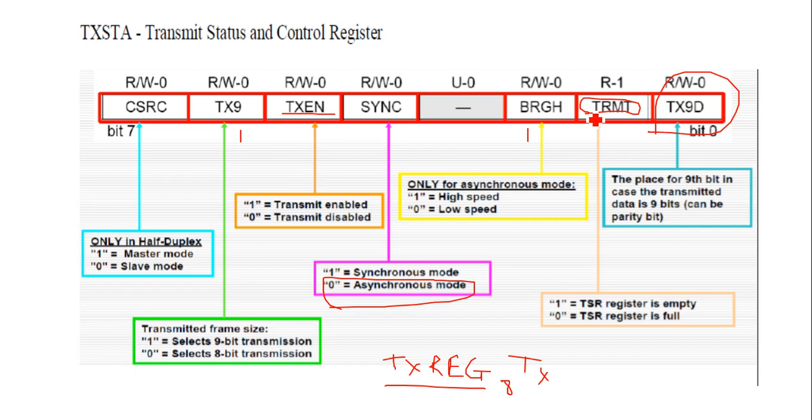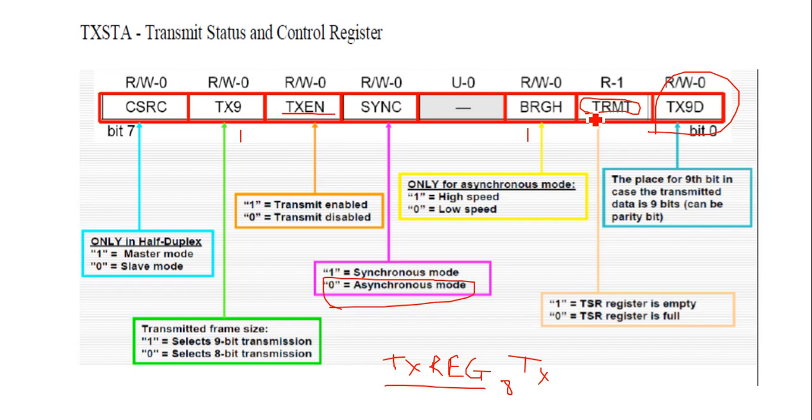So the first sequence is that the data is stored into the TXREG register, and the TXREG register data is then fetched to the TSR, the transmit shift register. The transmit shift register makes the data frame with one stop bit and one start bit. The TSR is not accessible to the user. The framed data with stop and start bits is sent one bit at a time via the TX pin.